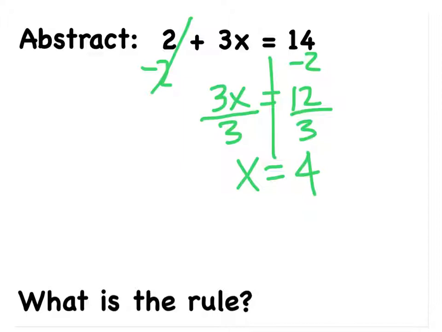Now, what's the rule? What have we noticed? Well, we start on the side with x, and we need to get rid of the number that's added or subtracted first.